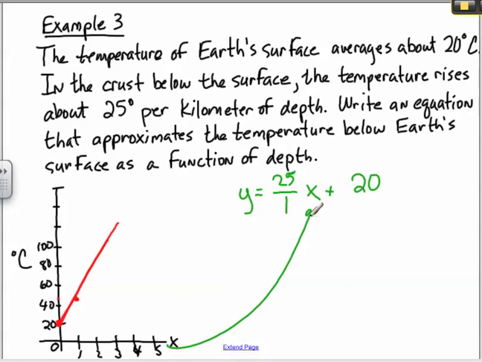All right? Good job, guys. I think that was a little bit confusing, but I think that graph really helped us. All right. See you at the next example.